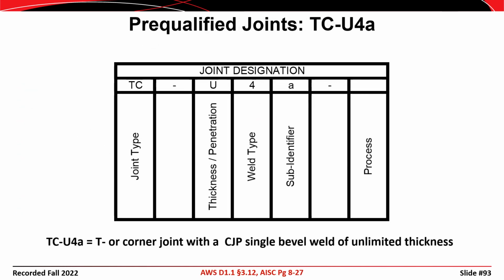So if we look at that designation, the TC-U4A, it's specified for a T or a corner joint with an unlimited thickness for a complete joint penetration weld. The 4 indicates that it's a single bevel weld, and then the A is a sub-identifier. So there might be several welds that qualify for a T or a corner with unlimited thickness and a single bevel, and this is the first one, sub-identifier A. Since the process isn't specified, that means it's adequate for shielded metal arc welding.